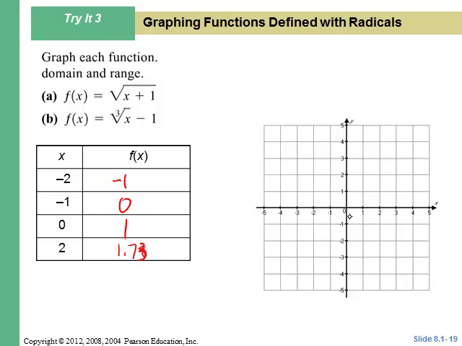Okay, so at negative 2, hold it. No, this is the null set. This doesn't exist. Okay, at negative 1, it's 0. At 0, it's 1. At 2, it's 1.73. So our square root goes like that. For the cube root, I think this is supposed to go farther over. Maybe not.